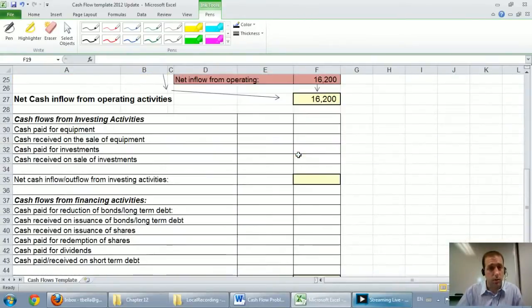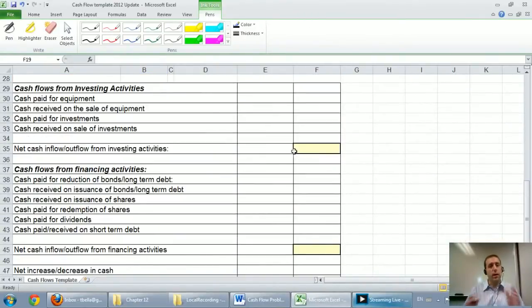So let me scroll down to the investing section. What we're trying to track in the investing section, remember, is the change in long-term assets. If we bought or sold long-term assets, they belong in the investing section. The really common long-term assets are property, plant, and equipment, like land, buildings, and equipment. Also, if the company bought and sold investments in other companies, that would be tracked here as well if they were long-term in nature.